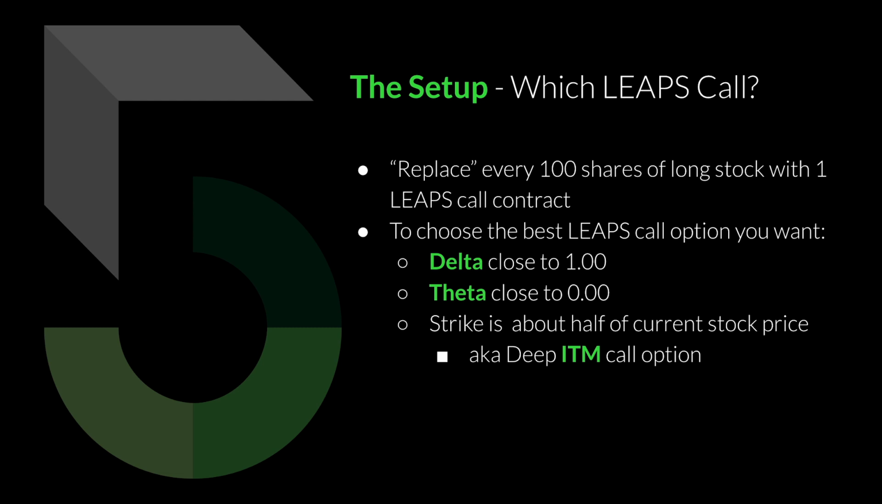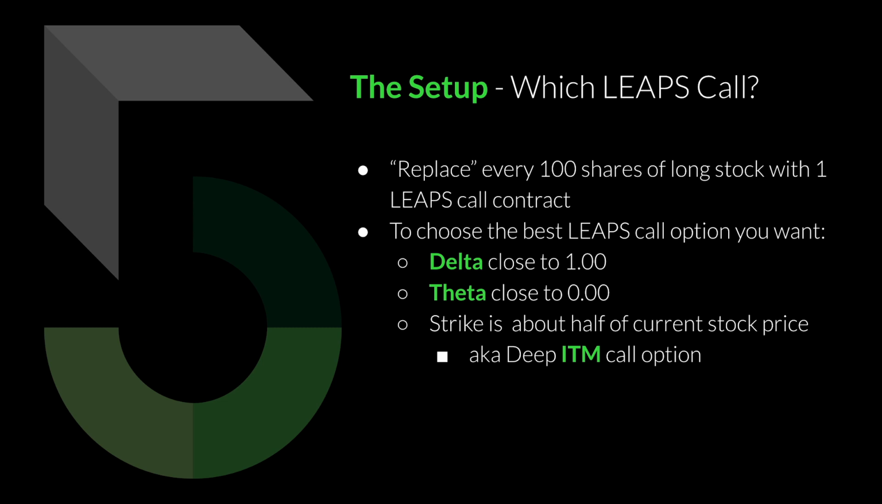Now, ideally, this LEAPS call option is going to cost about 50% less than buying 100 shares of the stock. That's ideal. Now, it's not going to be exactly 50, depending on the volatility. It might be a little bit more, or it could be a little bit less. But these are the conditions in which I personally would do the stock replacement strategy.